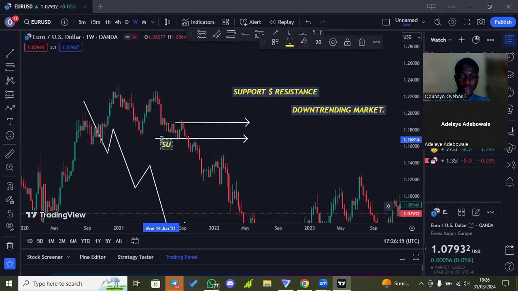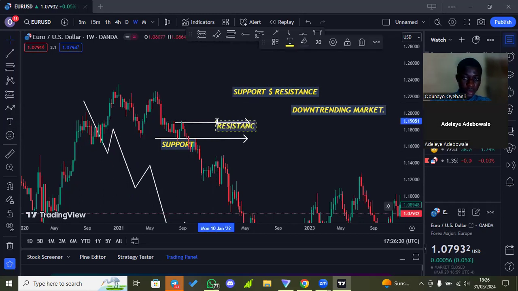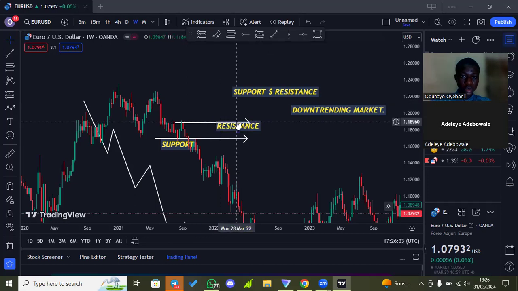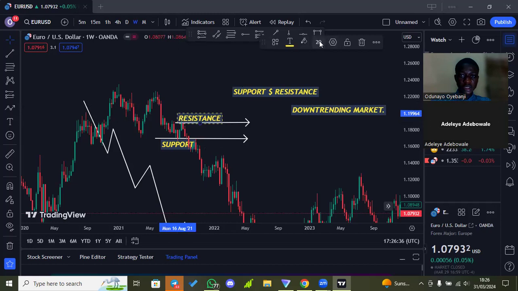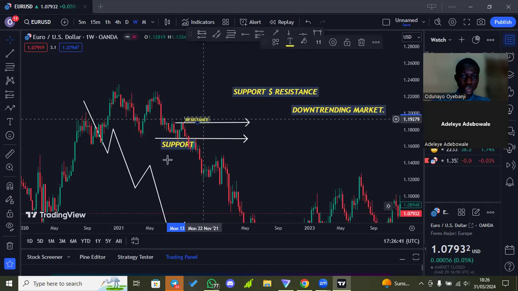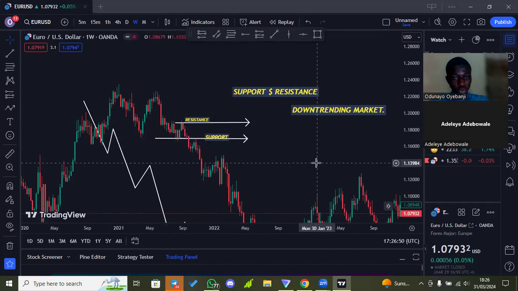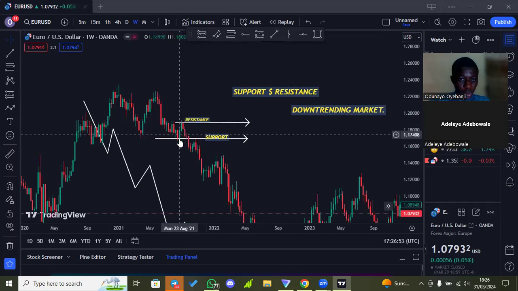This is called support. And this is called the resistance. This is called support, and this is called resistance. So let me reduce the text. Good. So this is the resistance or the resistance zone. Better still, resistance zone. And this is the support zone. Are you following me? This point is the resistance zone, and this is the support zone. Do you get that?